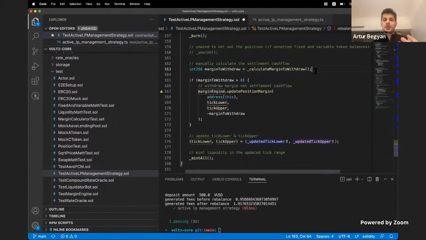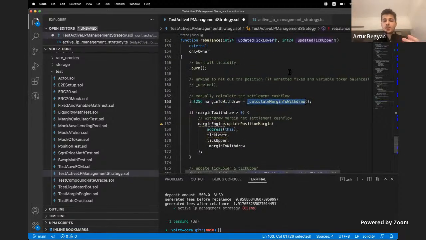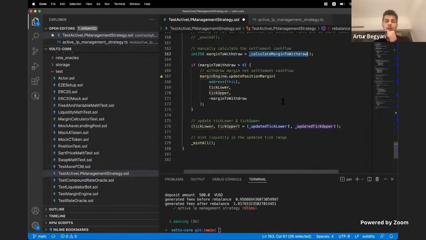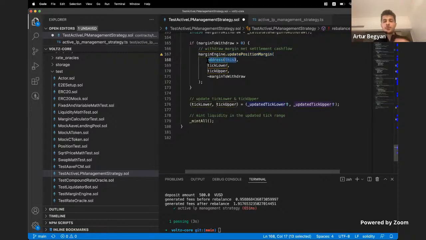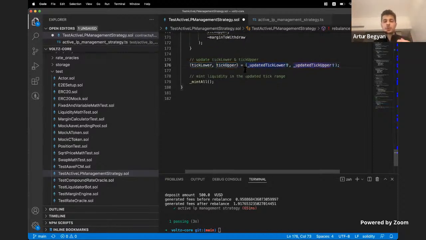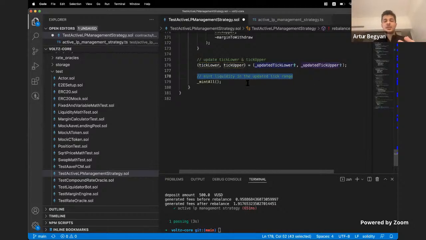Once we burn all the liquidity, we calculate the margin to withdraw, which is basically all of the margin that currently doesn't need to support any unnetted position. If there are no unnetted positions, then as a liquidity provider, you should be able to withdraw all of your margin and then redeposit it into a different tick range. If the margin to withdraw is bigger than 0, then we call the margin engine and withdraw that margin amount by calling the update position margin function. Once that's done, our address of this contract should have the tokens ready to be redeployed. We can then update our tick lower and tick upper to be equal to the updated ticks, and finally mint liquidity in the updated tick range.